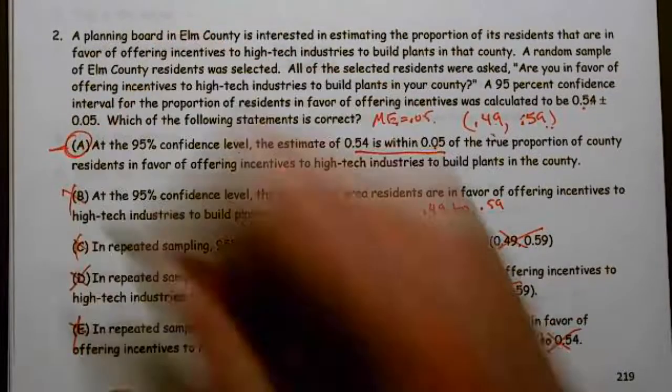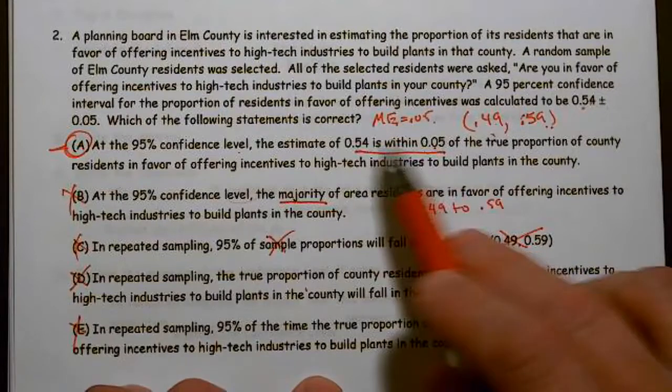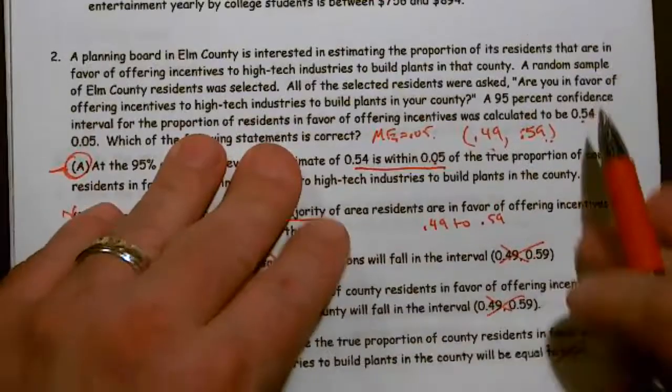The only possibility was saying that the margin of error is within 0.05. And they told us the margin of error when they gave us the formula. They gave us the answer right there.